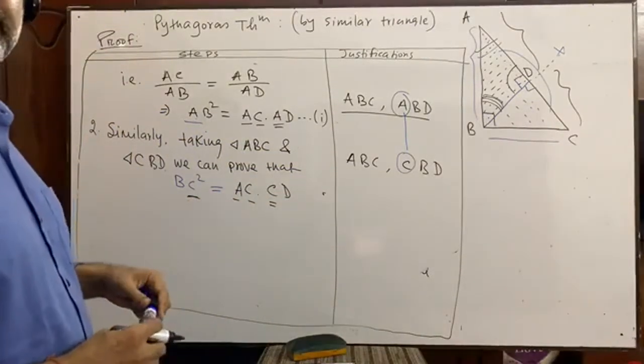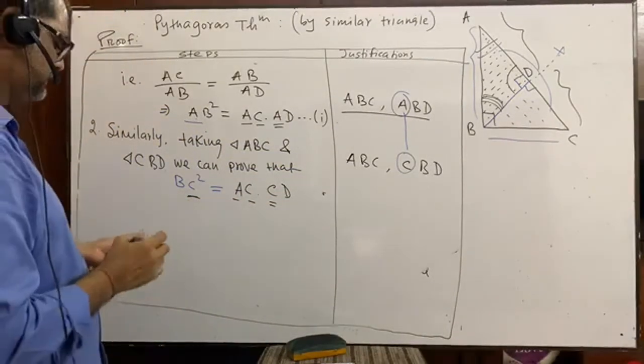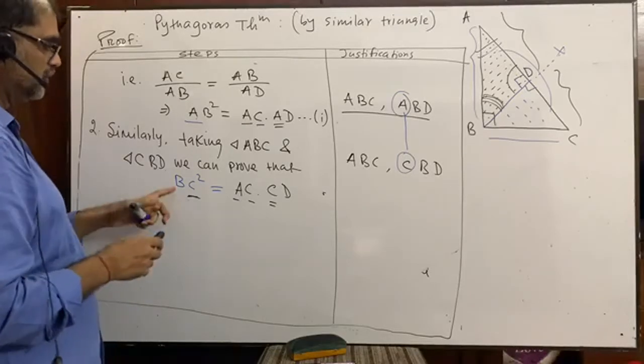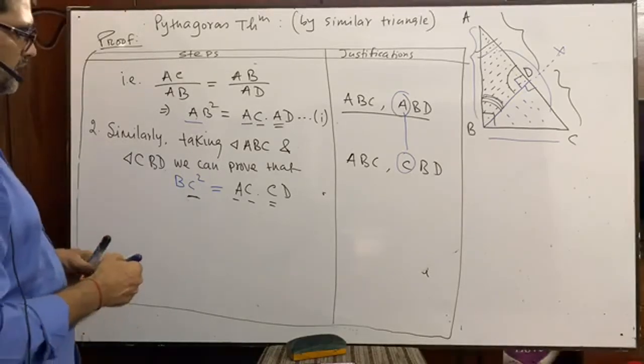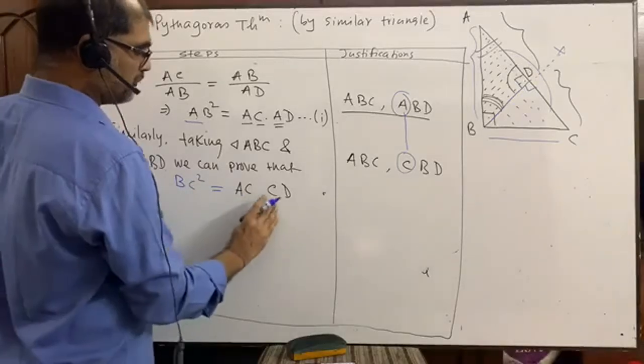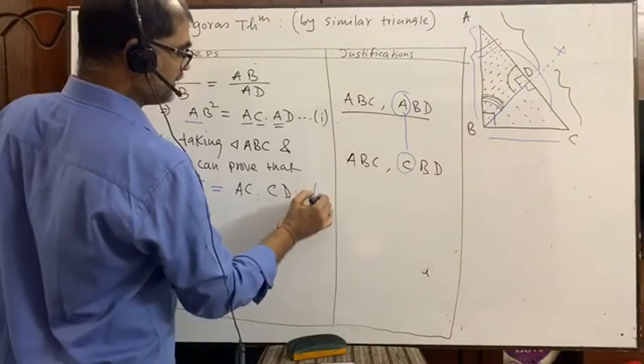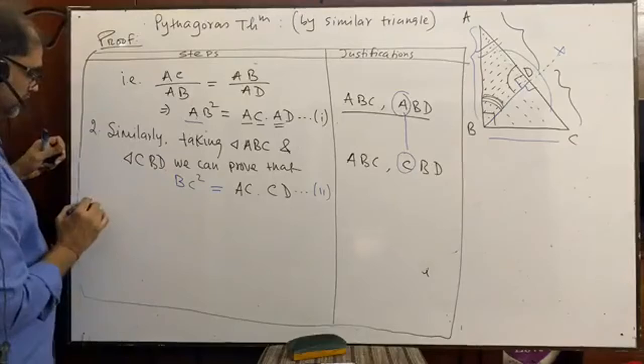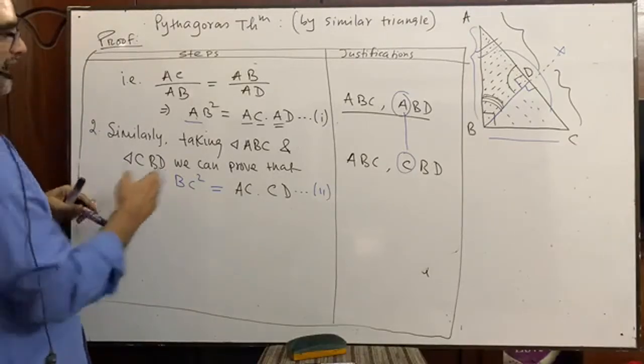I think you have got me. This is the most important part. Here you may not get it properly. This is equation 2. Now step 3. We will add these two equations.